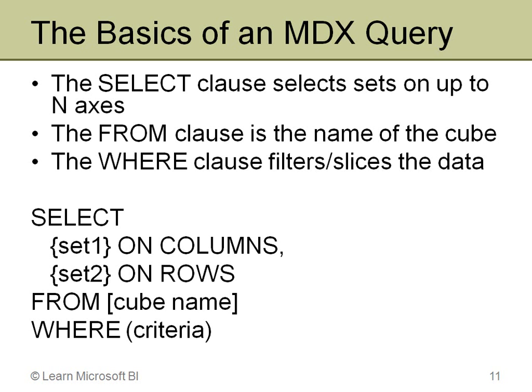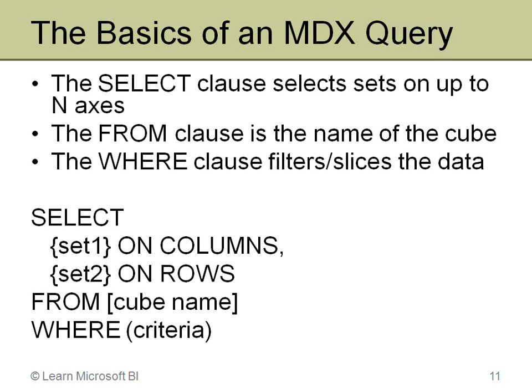The from clause then is just the name of the cube. So that's fairly simple, much like, again, a SQL statement. Then the where criteria will filter or slice the data. It's similar to a SQL where clause, but there are some major differences, and I'll show you one in particular in the next video. But just be aware this is the basic structure of what this looks like.